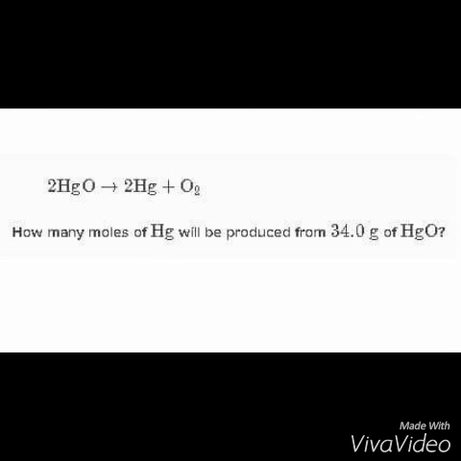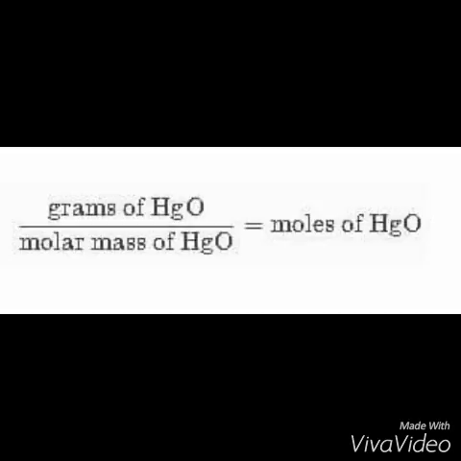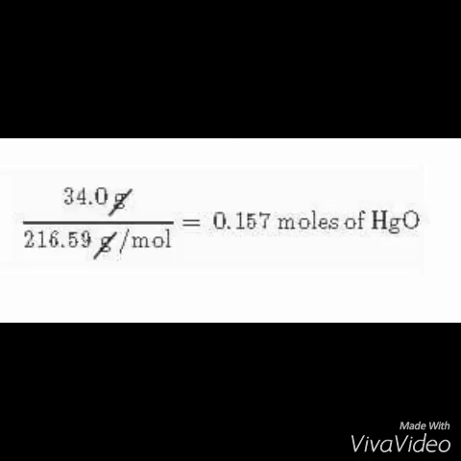For our second example, how many moles of Hg will be produced from 34 grams of HgO? The formula for this is grams of HgO over molar mass of HgO is equal to moles of HgO. Therefore, 34 grams over 216.59 grams per mole is equal to 0.157 moles of HgO.